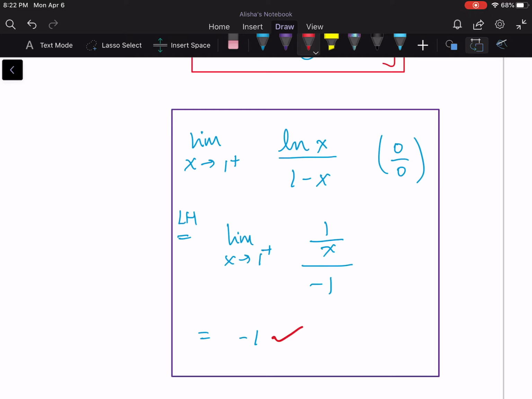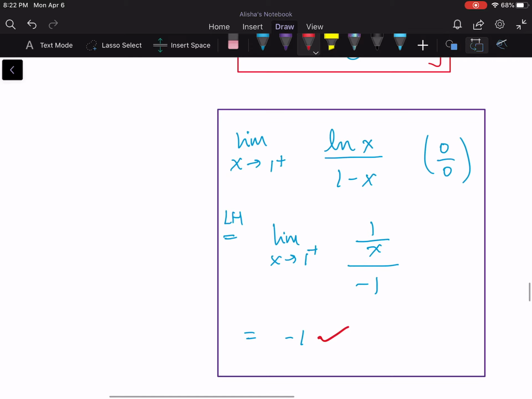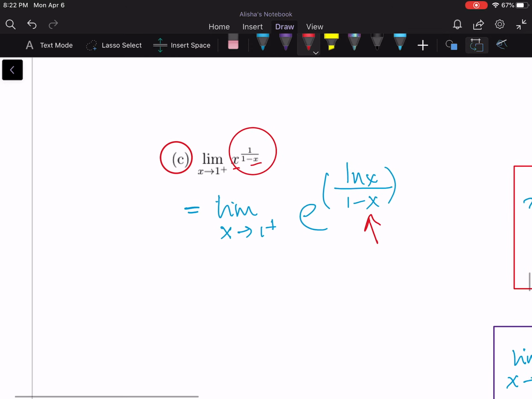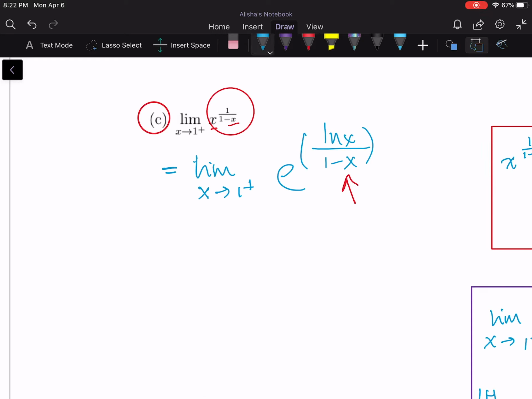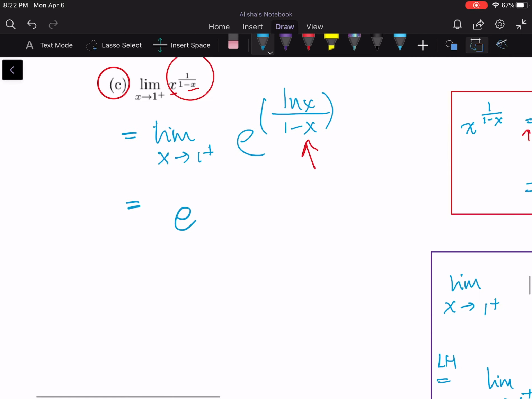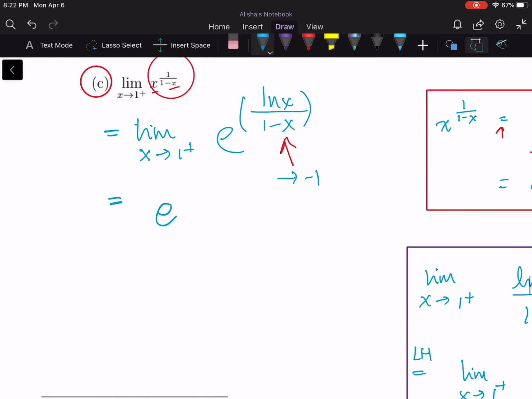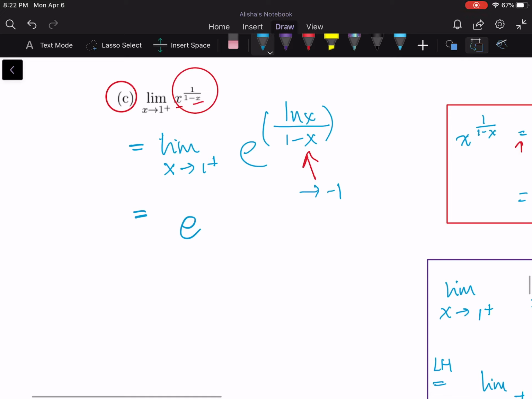But we're not done, because we have to go back to our original function. And now we understand that this is just going to be e to the power, remember, what is the limit here? So this term limits to -1, right? That's what we did down here. And so if we go back to our original function, the answer should be e to the power -1, and we're done.